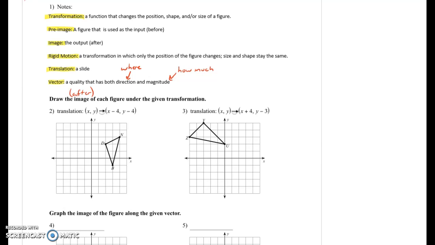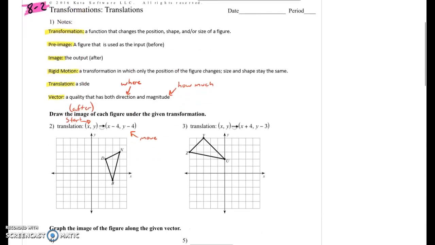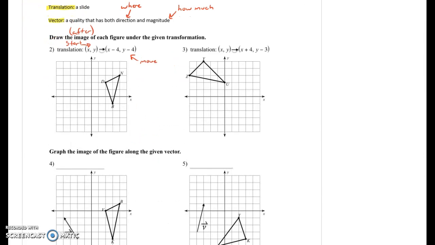So it says this is what we started with, and this tells us how much to move. The negative, since x tells us left or right, -4 tells us to the left 4. And since y is up and down, a -4 tells us down 4. So from each point, I'm going to move to left 4 and down 4.